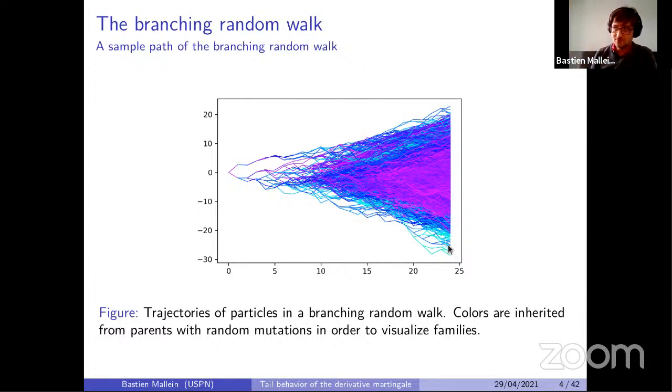Just to mention this, you can also observe that the branching random walk has a triangular shape. Typically the topmost particle and the bottommost particle tend to drift at a linear speed.